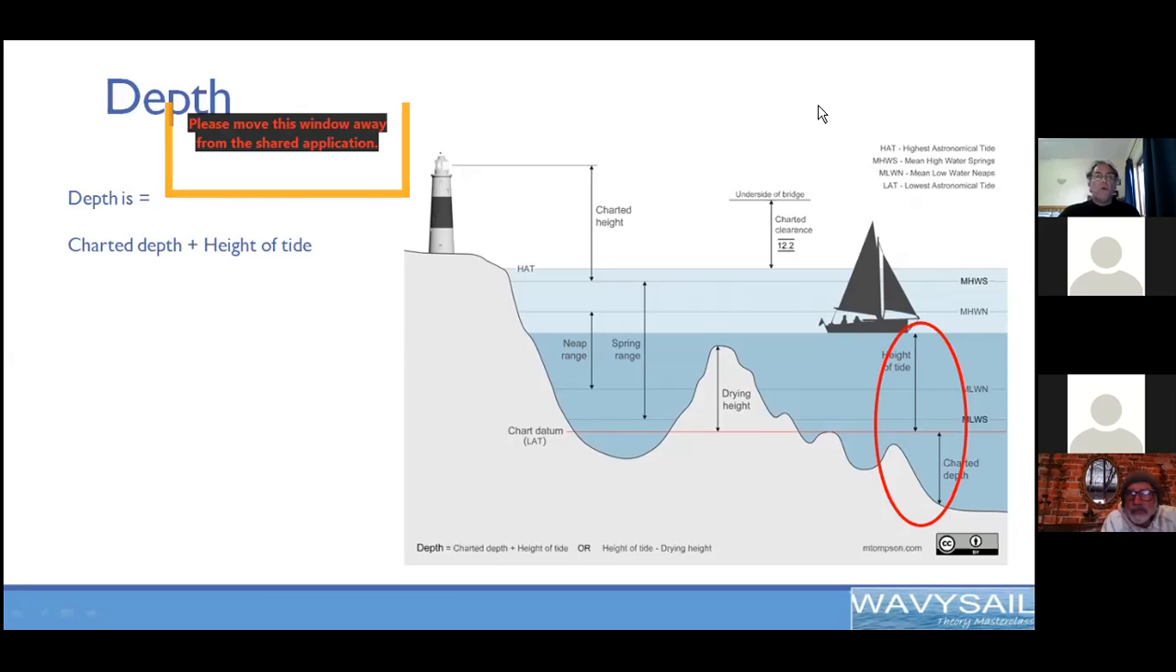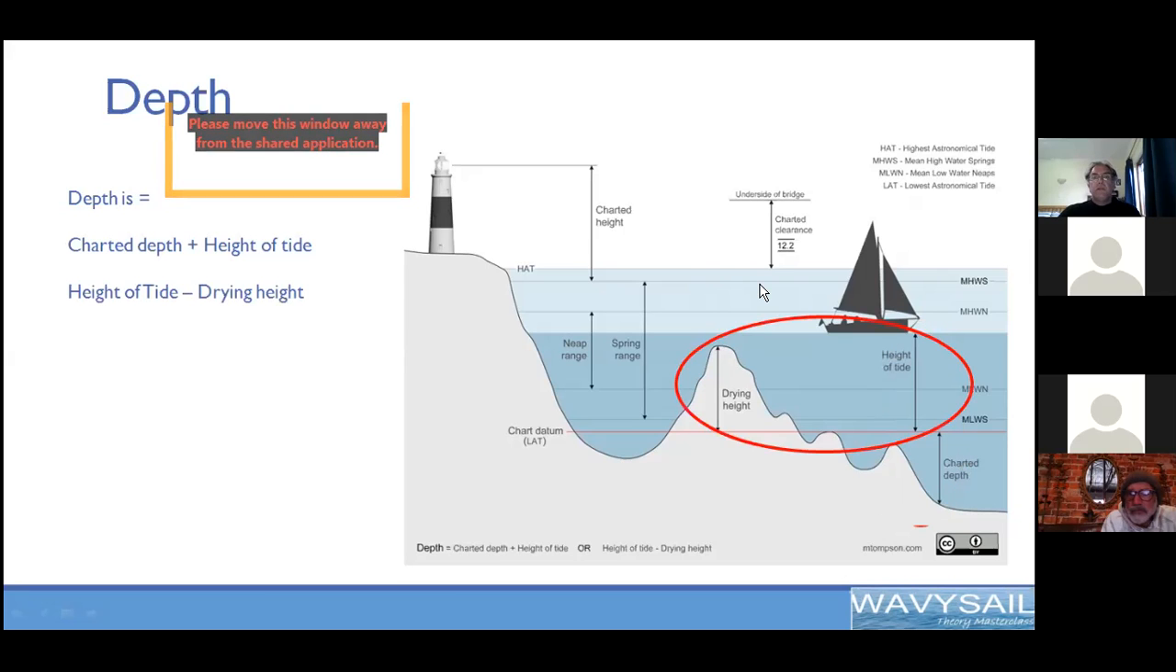Or it'd be the reverse. It'll be your height of tide less your drying height. So if you put your boat over here, you want your depth: your height of tide less the drying height will give you the actual water depth.